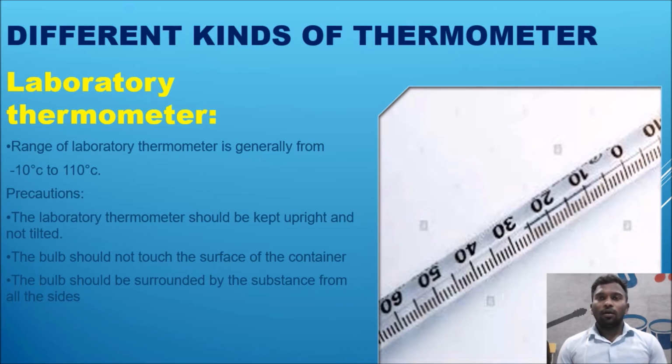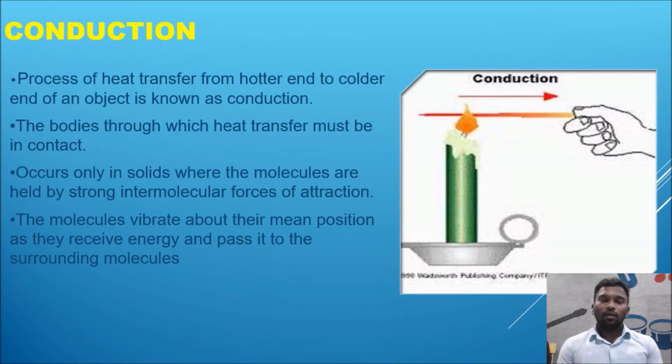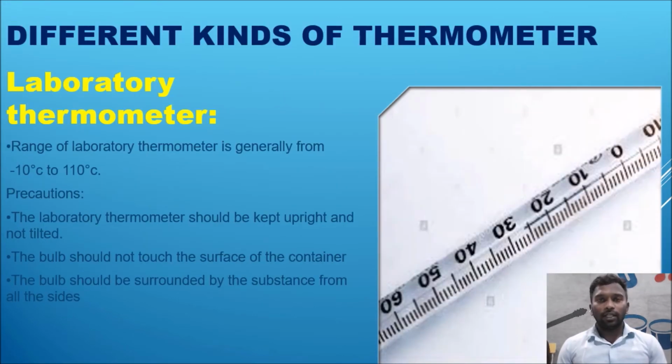For example, water is a liquid. The boiling point of water is 100 degrees Celsius and the freezing point is 0 degrees Celsius. With the laboratory thermometer, we can identify the temperature of the boiling point and freezing point of water especially.